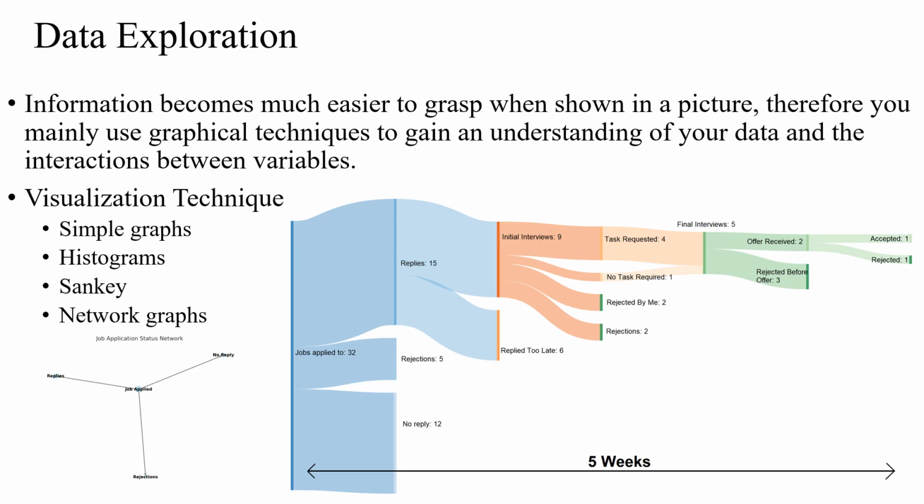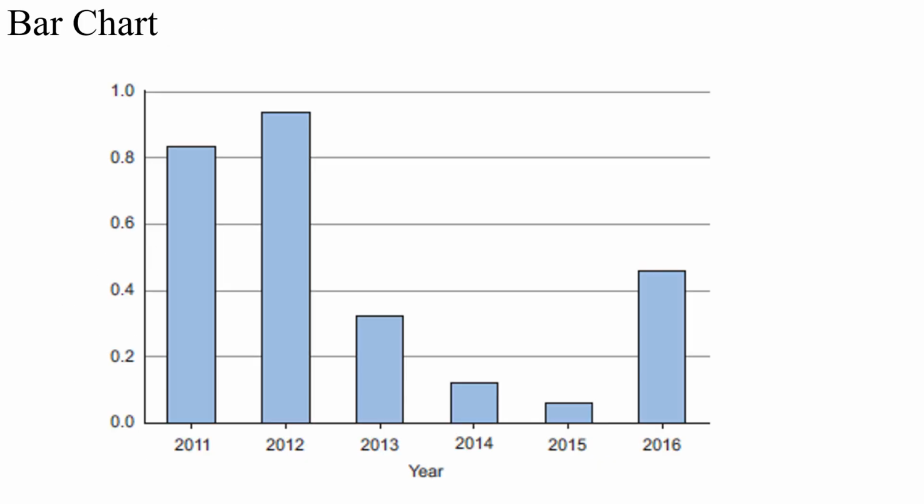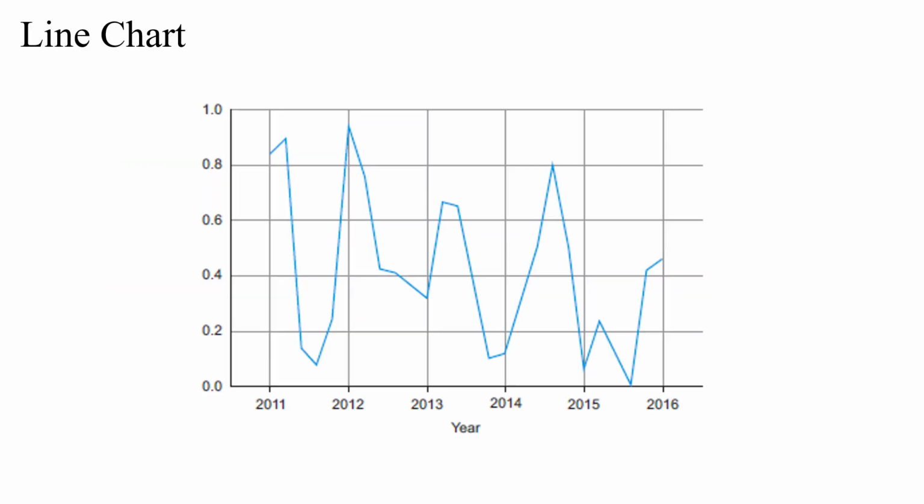Then we all know about the simple graph and histogram. This is one example of a bar chart. We know that in this year this much sales were done, or this many students or graduates. Likewise, one can understand. And this is a line chart.